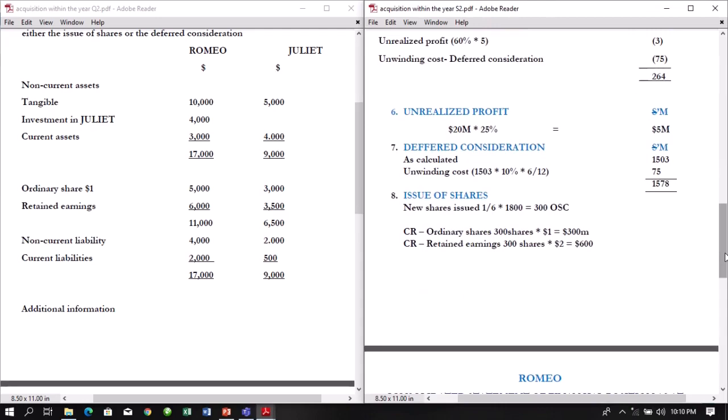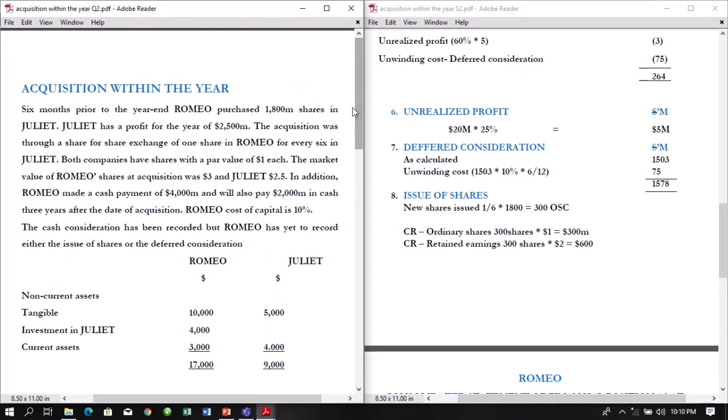So we go to working note 8. Now, we are told in this question here that the cash consideration has been recorded, but Romeo has yet to record either the issue of shares or the deferred consideration. We've accounted for deferred consideration to be accounted for as 1578. Also for my issue of shares. Now, how many shares did we exchange with the subsidiary company? We gave them 1 for every 6 shares, which means that we will be giving them 300 ordinary shares.